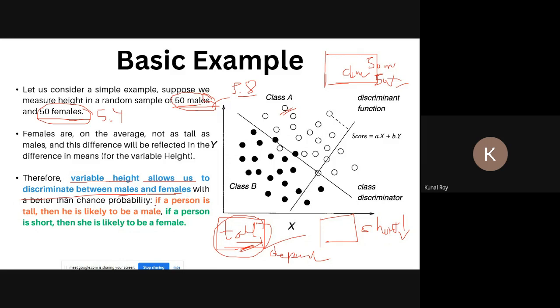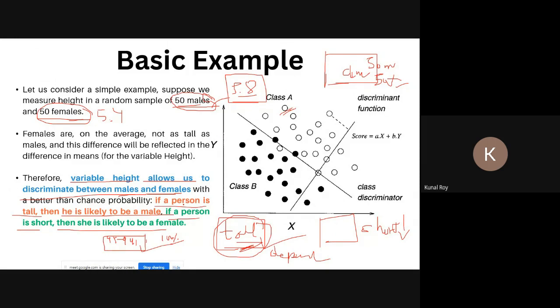Now we can determine that if a person is tall, then he is likely to be male, because the average is coming more for the males. And if a person is short, then she is likely to be female. It is just a probability. I'm not assuming that he is 100% male, but around 95 to 99% we can assume that he is a male if the height is more.